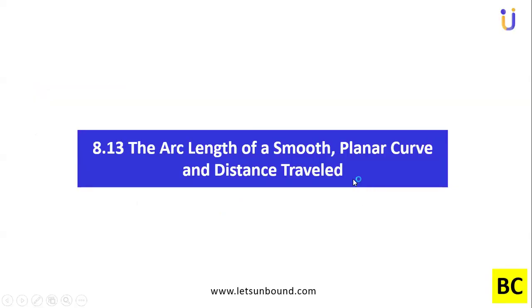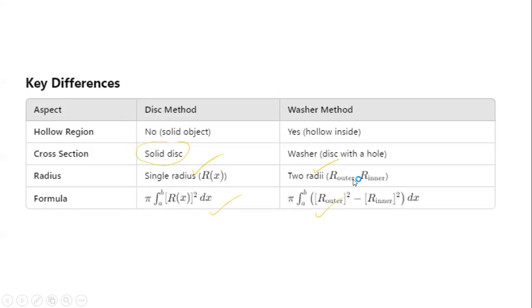Now 8.13. So the volume we did, let me recall it quickly. It's basically the accumulation of area functions. And we have different methods, right? The traditional method, the disk method, and the washer method. So the main thing is we have to define the region and work on the bounds, right?